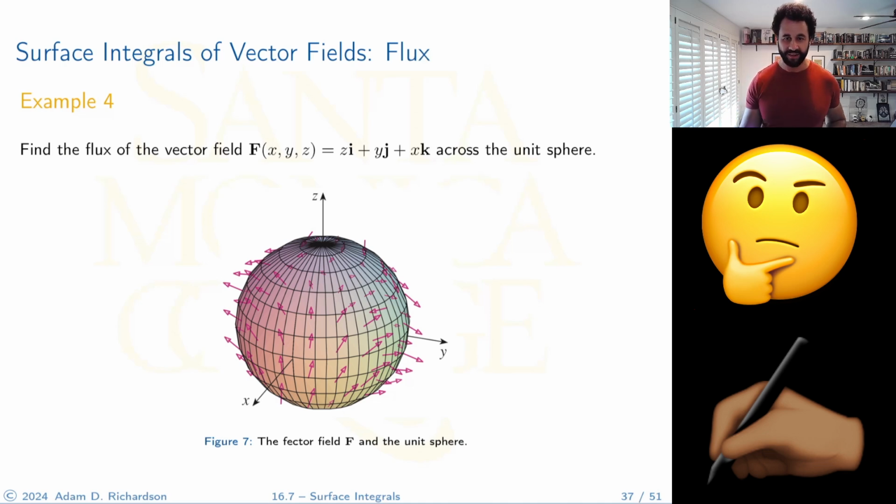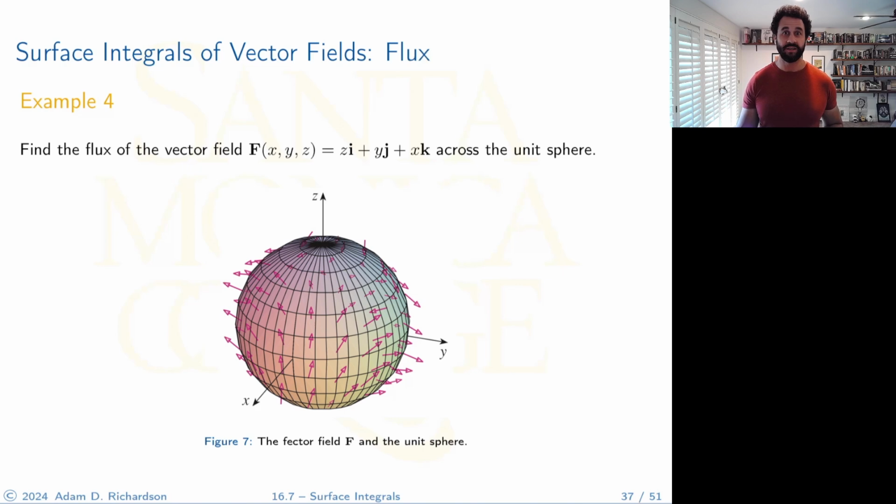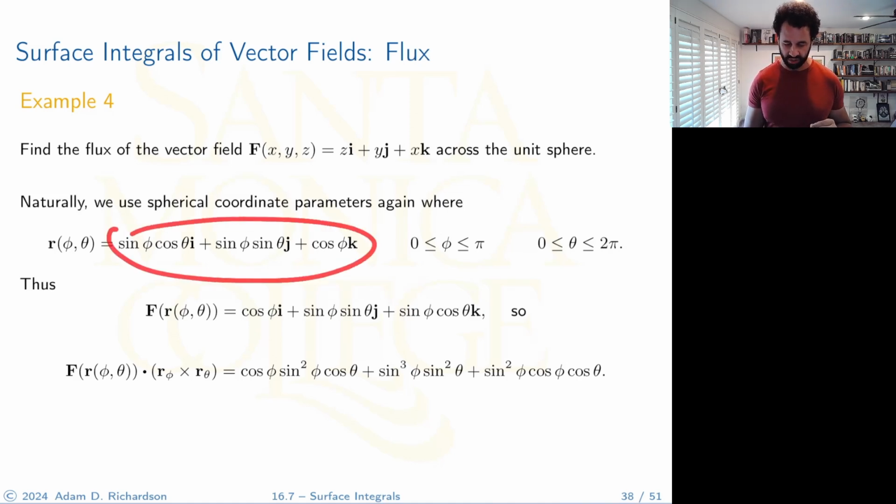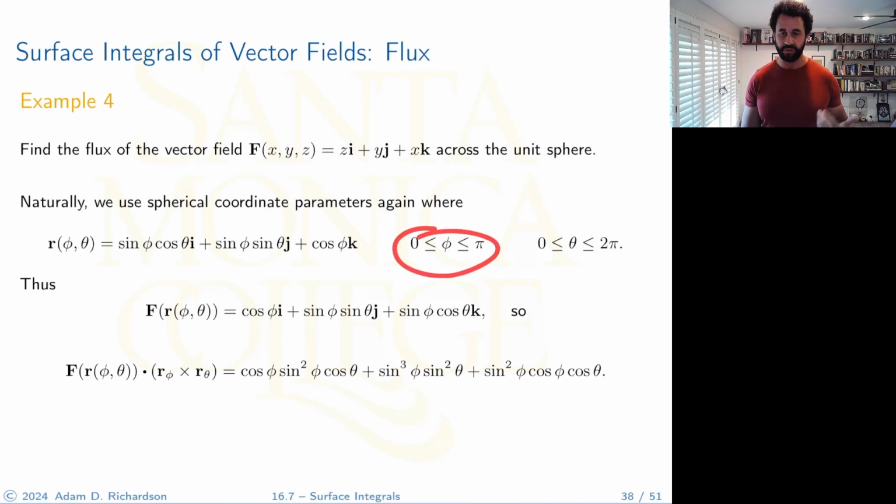There we go. Okay, now let's work on it together. So again, naturally, if we're talking about a sphere, we should use spherical coordinates. Let's use those parameters in this case again. So here is our vector function for the surface. The surface is given by this vector function. And here phi goes from 0 to pi, theta goes from 0 to 2 pi, and so on. It's the unit sphere, so rho is equal to 1.